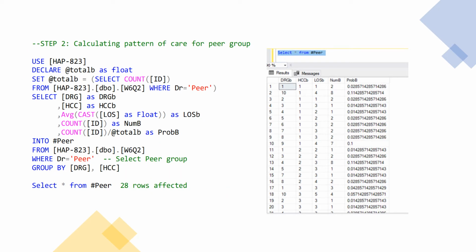Next, we use the same process to calculate the pattern of care for the patients cared for by the peer group. We repeated the same code. However, we used the where command, and instead of clinician, this time we selected the peer group. And as we see on the side, the outcome shows the probability of the patient being cared for by the peer group and their length of stay.